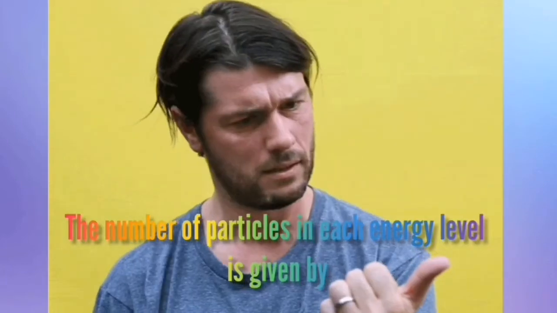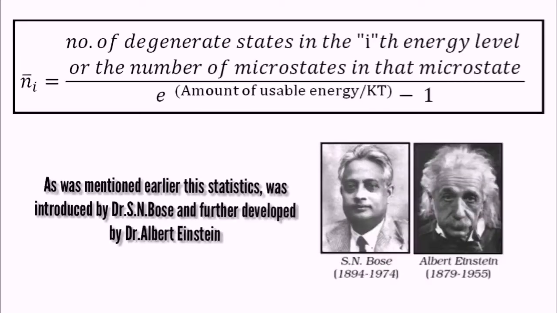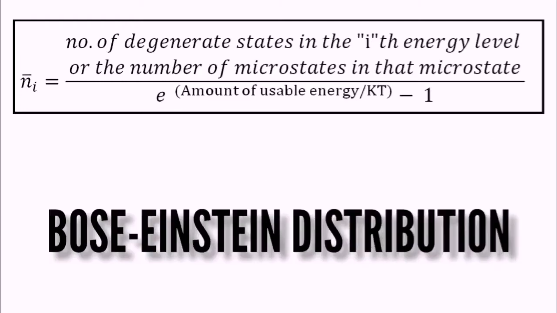For these particles, the number of particles n_i in some energy level i is given as the number of degenerate states in the energy level i, which is nothing but the number of microstates for that particular macrostate, divided by e to the power of the amount of usable energy divided by kT, minus 1. This kind of distribution is called the Bose-Einstein distribution.